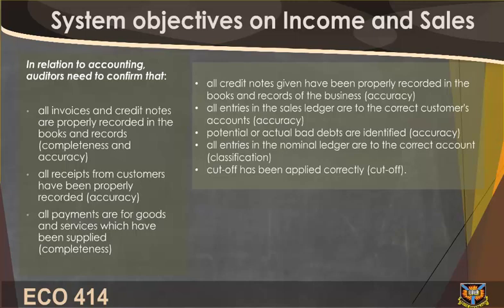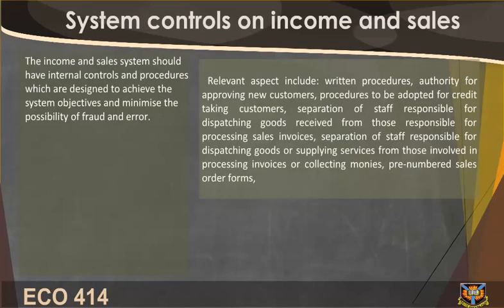All entries in the sales ledger are to the correct customers' accounts: accuracy. Potential or actual bad debts are identified: accuracy. All entries in the nominal ledger are to the correct account: classification. Cutoff has been applied correctly: cutoff. The income and sales system should have internal controls and procedures which are designed to achieve the system objectives and minimize the possibility of fraud and error.